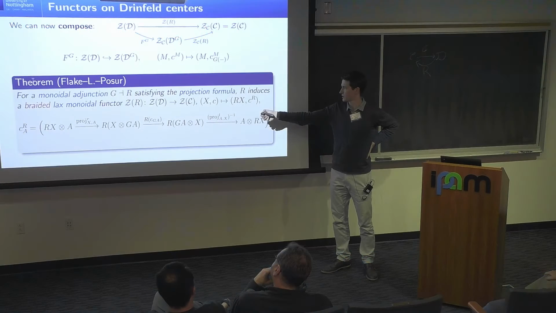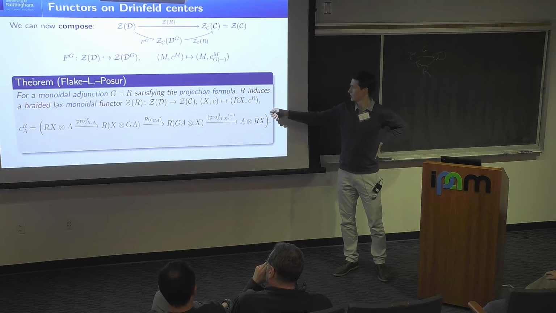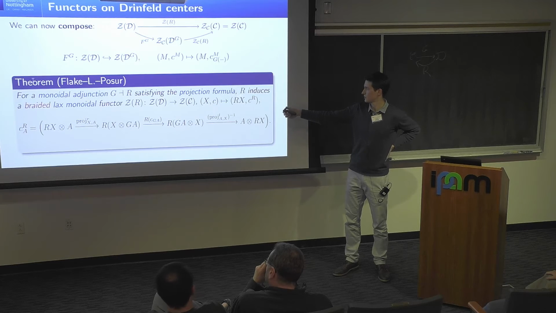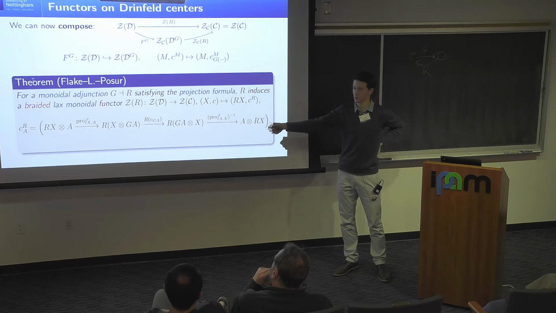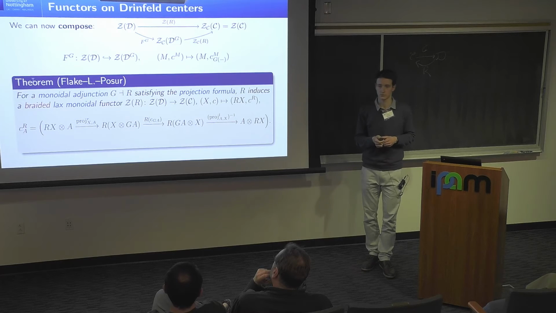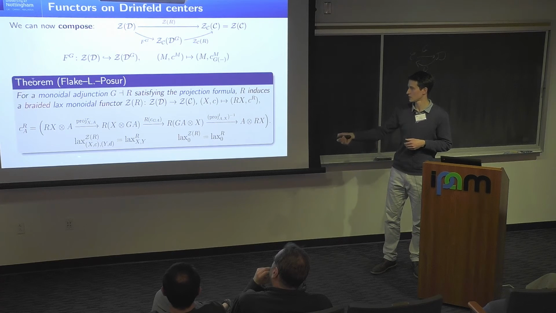So an object in a Drinfeld center is a pair of an object and a half braiding. And then under this functor, we again get a pair of an object, which is R of X, and a half braiding. And the half braiding uses projection formula isomorphisms to conjugate and applies R to the half braiding that we had. And then the Lax structure is just inherited from R.